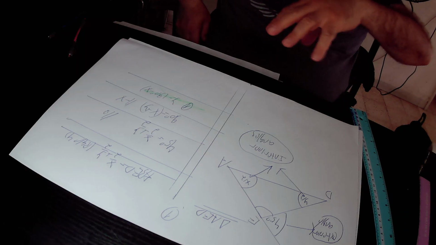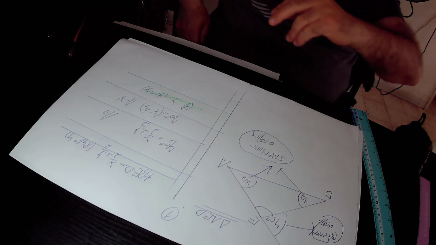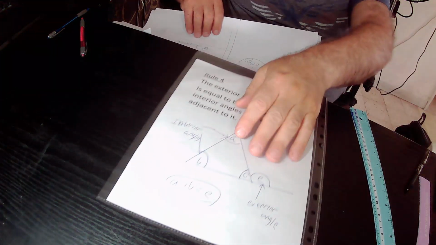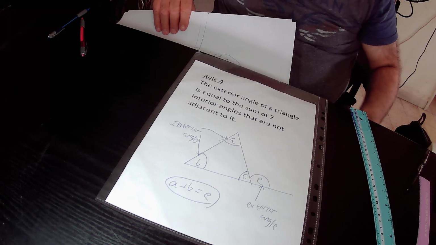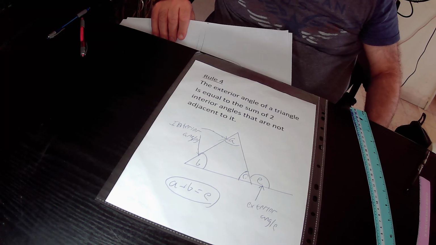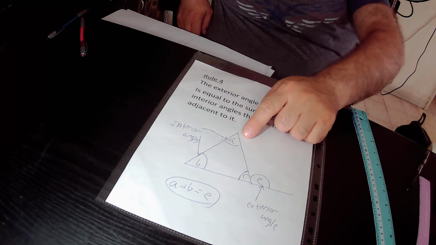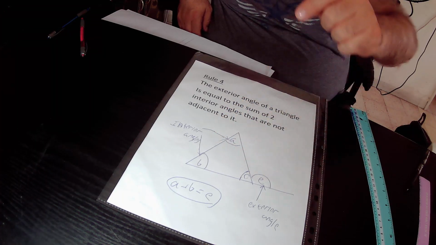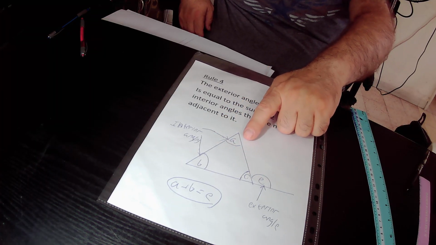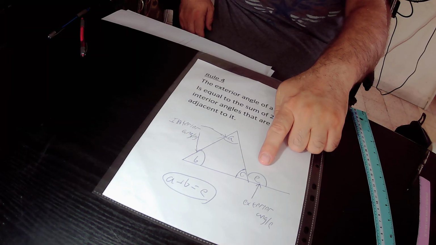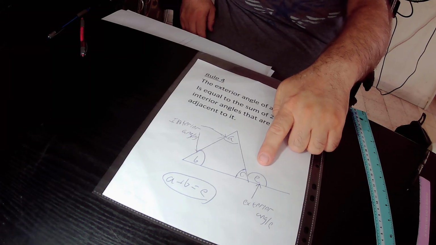So now we can implement rule 4 on this drawing. I'll repeat quickly rule 4. According to rule 4, the exterior angle of a triangle is equal to the sum of the two interior angles that are not adjacent to it. So in the drawing we have a triangle. Inside this triangle we have angles A, B, and C. All those three angles are defined as interior angles of this triangle because they are located inside the triangle, while this is angle E that is located outside the triangle, and therefore it is defined as an exterior angle.